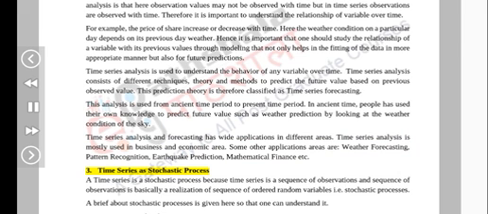Time series is a stochastic process. A time series is a stochastic process because a time series is a sequence of observations, and a sequence of observations is basically a realization of a sequence of ordered random variables, i.e. stochastic processes. A brief about stochastic processes is given here so that one can understand it.